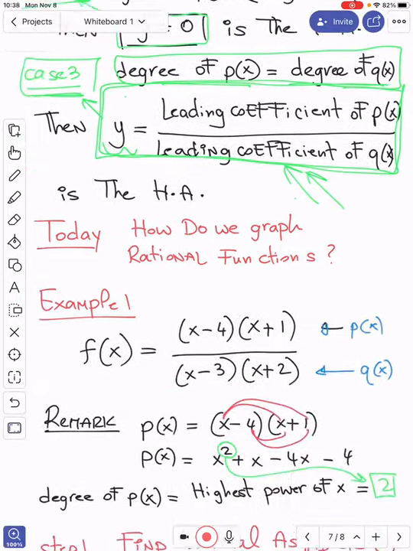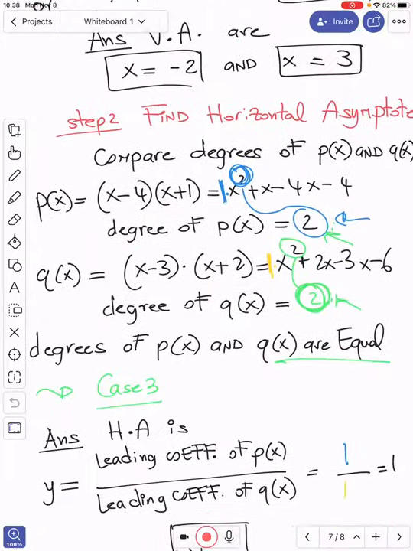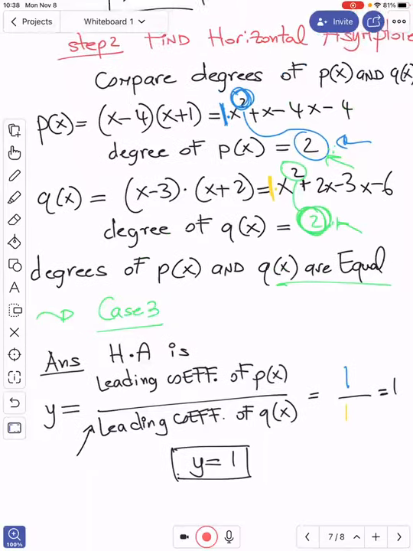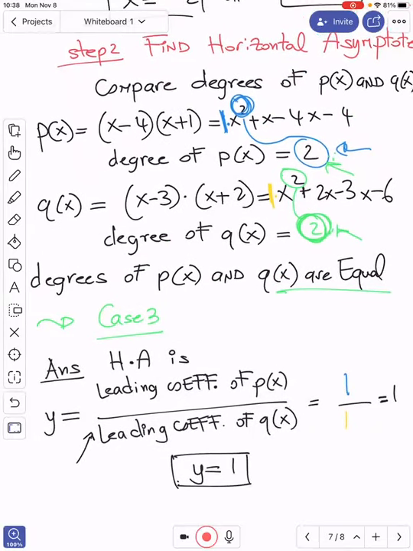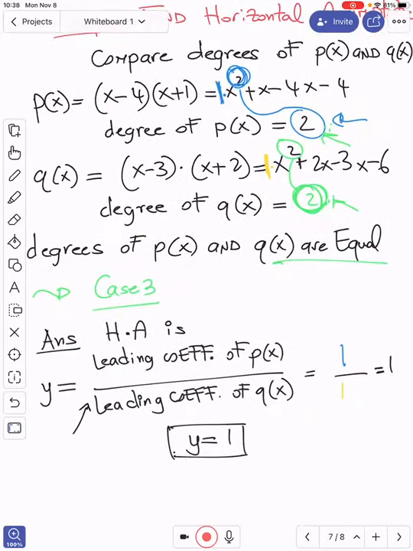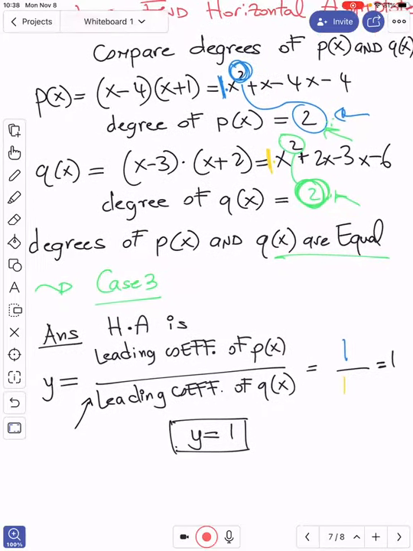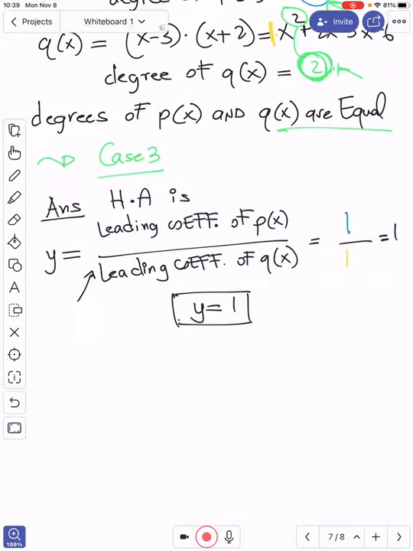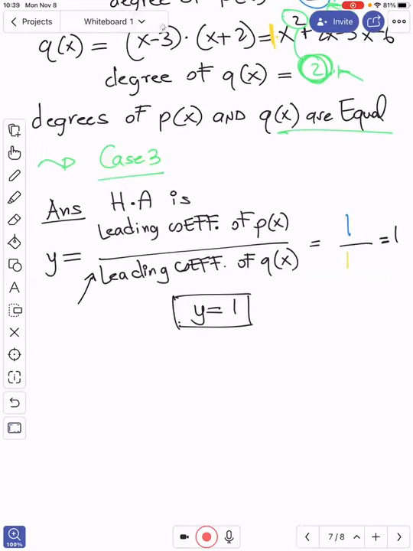Sure. So this is why I wrote here the leading coefficient of P over the leading coefficient of Q. The leading coefficient of P, as I said, is the number in front of the X squared. So that's 1, and for Q it's the same, also 1. So that's why I got 1 over 1, right? All right, so we got the horizontal asymptote.